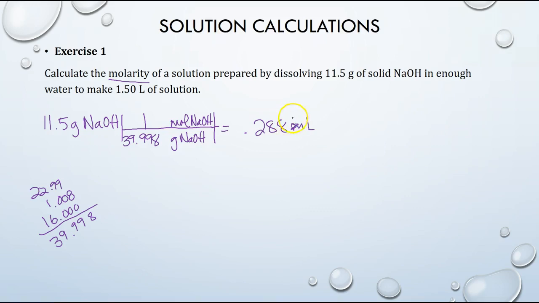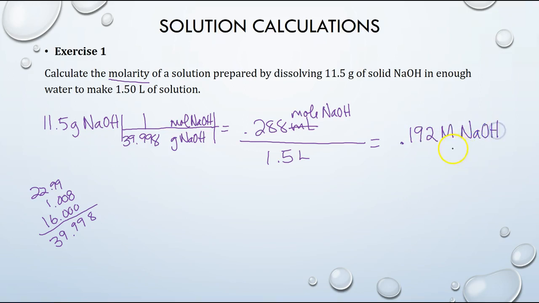Oops, I'm pressing buttons I don't want to press. Okay, that should be moles of NaOH. So now I'm not quite finished because I wanted molarity. Well, molarity just means I take that many moles and I divide by the number of liters that I have. I have 1.5, and I end up with a molarity of 0.192 molar NaOH. Notice I kept 3 sig figs. Why? Because I had 3 sig figs right over here.